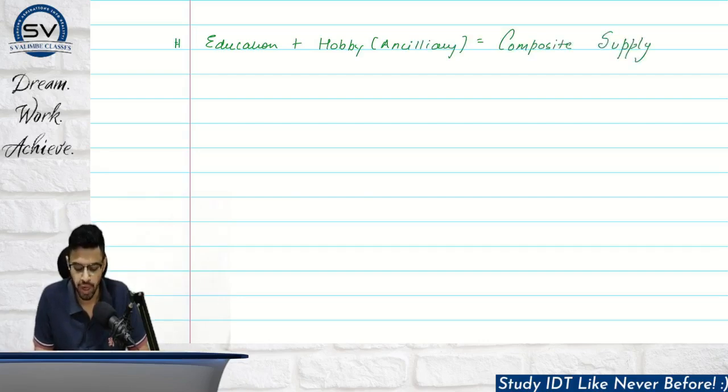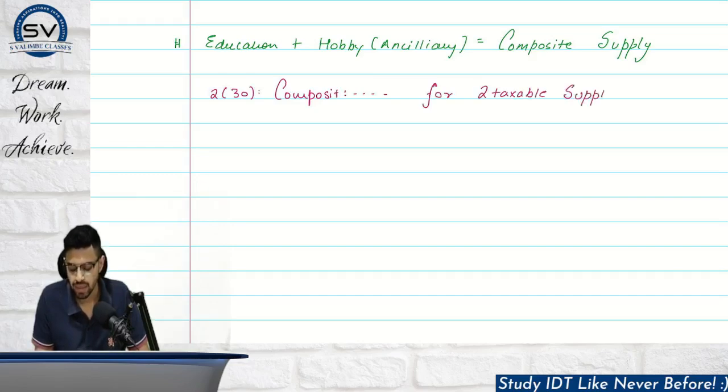Now, there is an alternate point of view possible to this particular conclusion. What is that alternate point of view? Section 2 clause 30 talks about composite supply. If you go over the definition once, composite supply says that when a single price is charged for two taxable supplies.